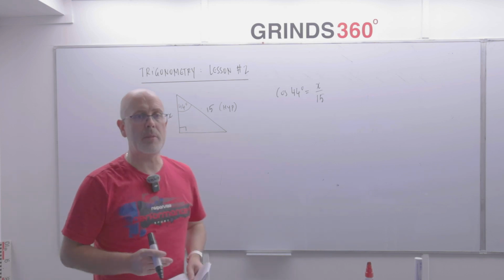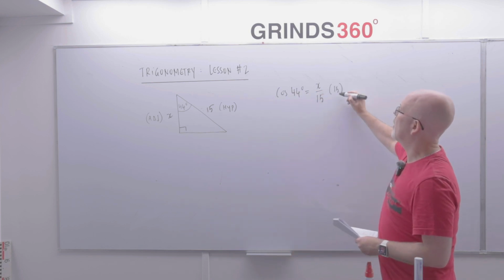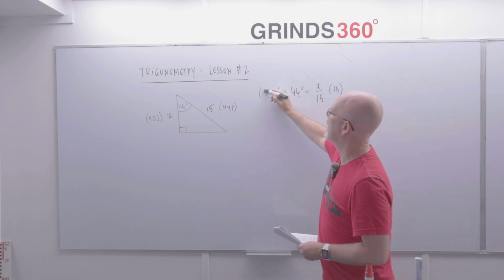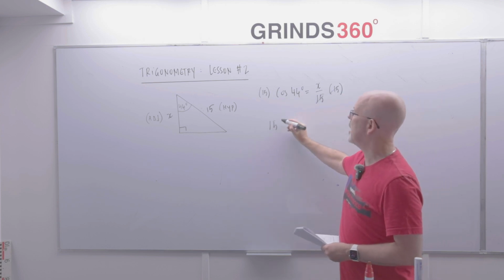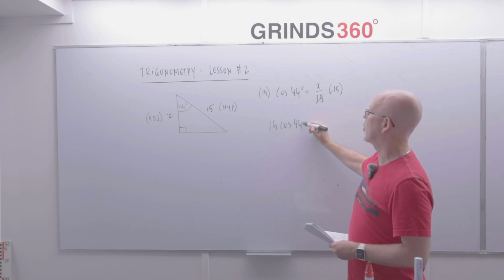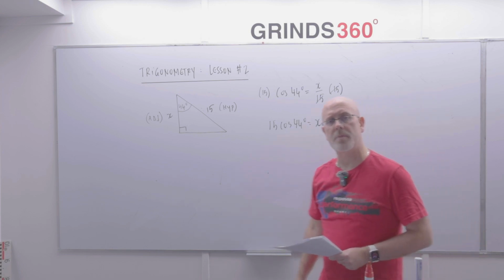So all I'm going to do now is multiply both sides by 15 to remove the fraction. If I multiply both sides by 15, on the right-hand side they will cancel. So I just get 15 times cosine 44 degrees is equal to x. And this I'll just pop straight into my calculator.